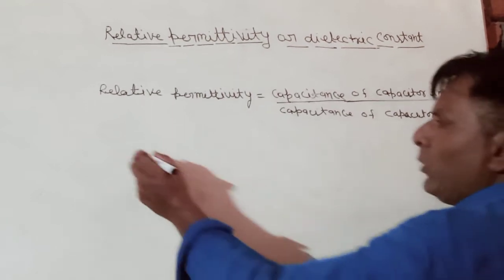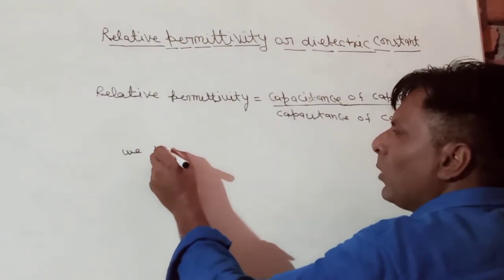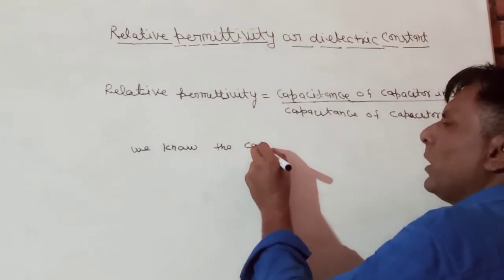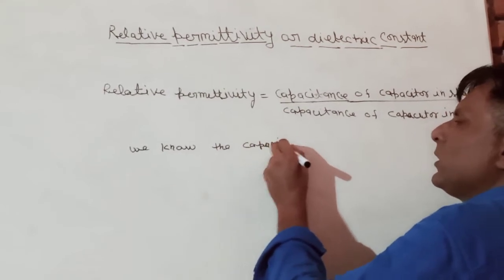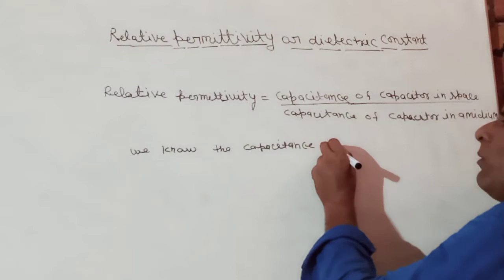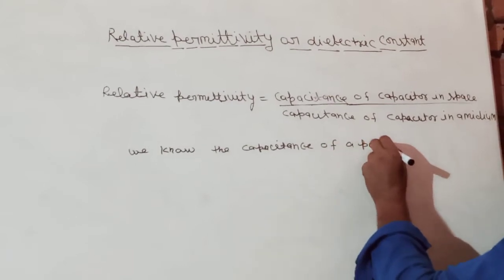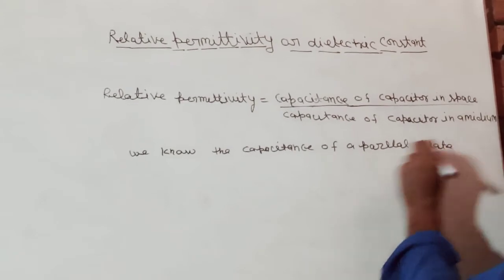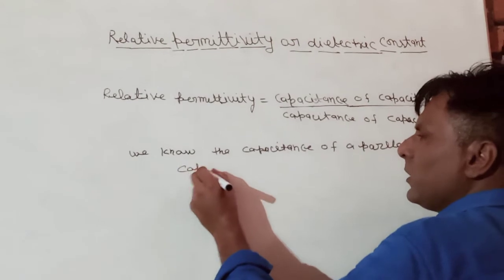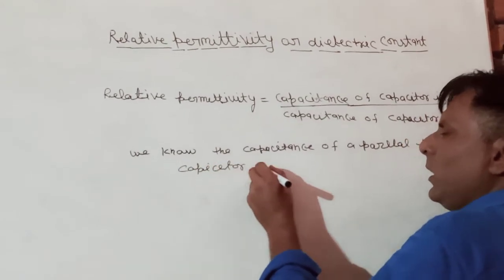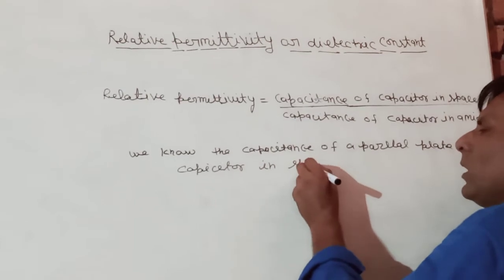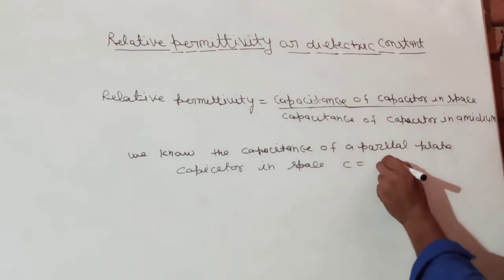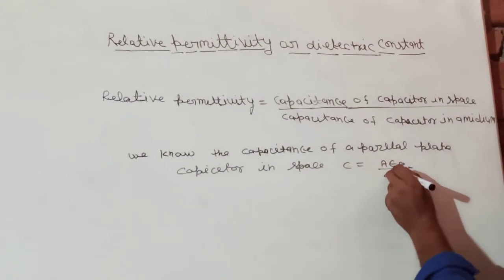We know the capacitance of a parallel plate capacitor in space, C naught, is equal to A into epsilon naught upon d. This is equation 1.